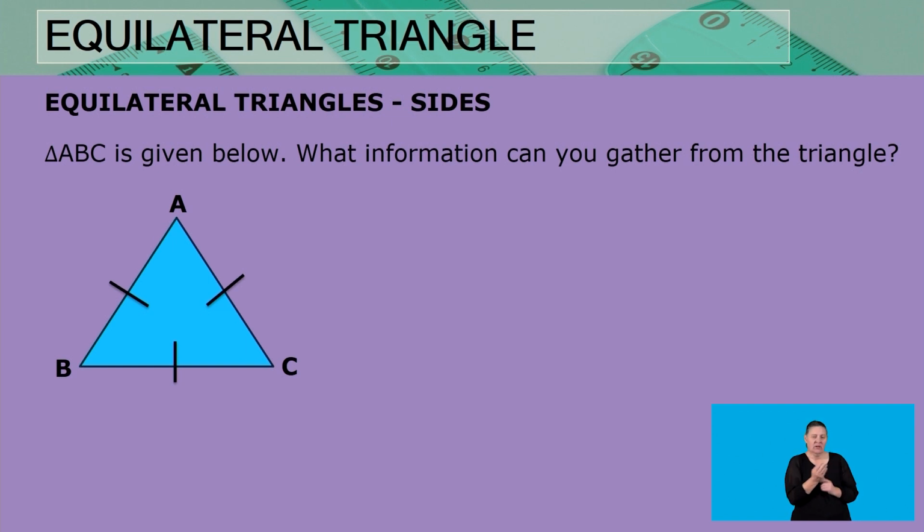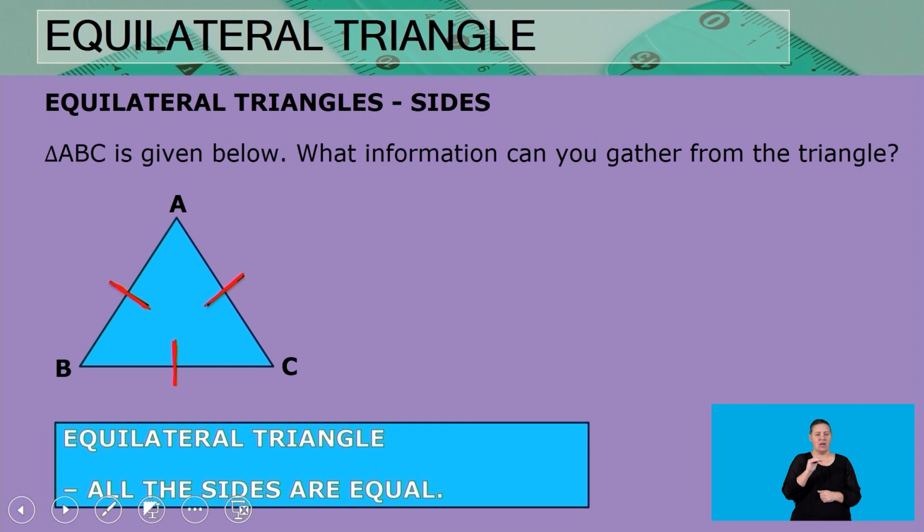So we can see that we have been shown that there are equal sides here, and that is the symbol that we use to show that the sides are equal. So what does this mean? This means that AB is equal to AC, and that means that AC is also equal to AB. So in an equilateral triangle, all the sides are equal.